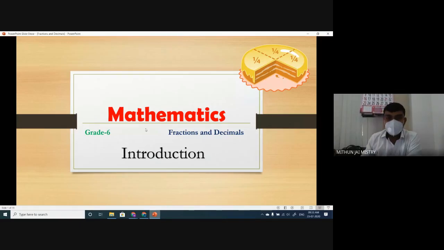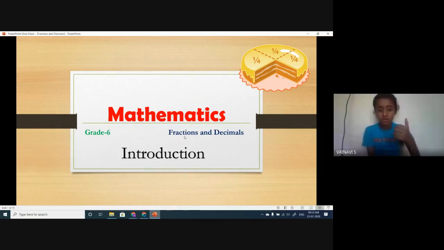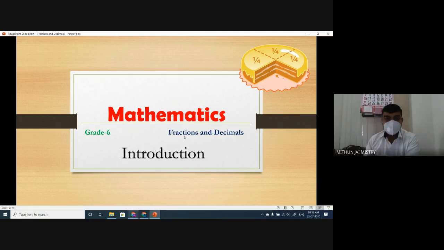Fractions and decimals. So once again, this is the chapter which we are going to learn and solve, based on this topic: fractions and decimals. Have you heard the word fraction before, children? Yes, maybe in your lower classes. So if I'm asking Sai Shrestha, can you give one example of fraction?